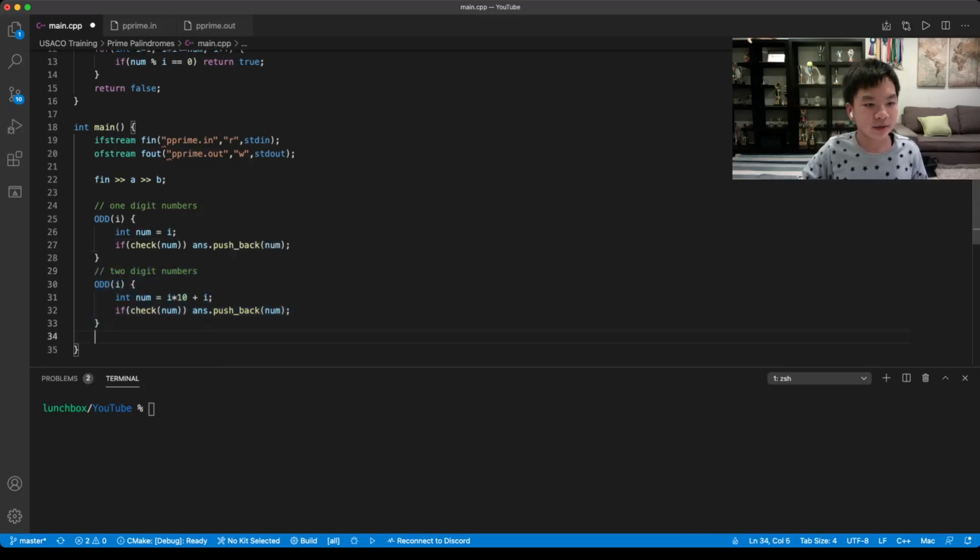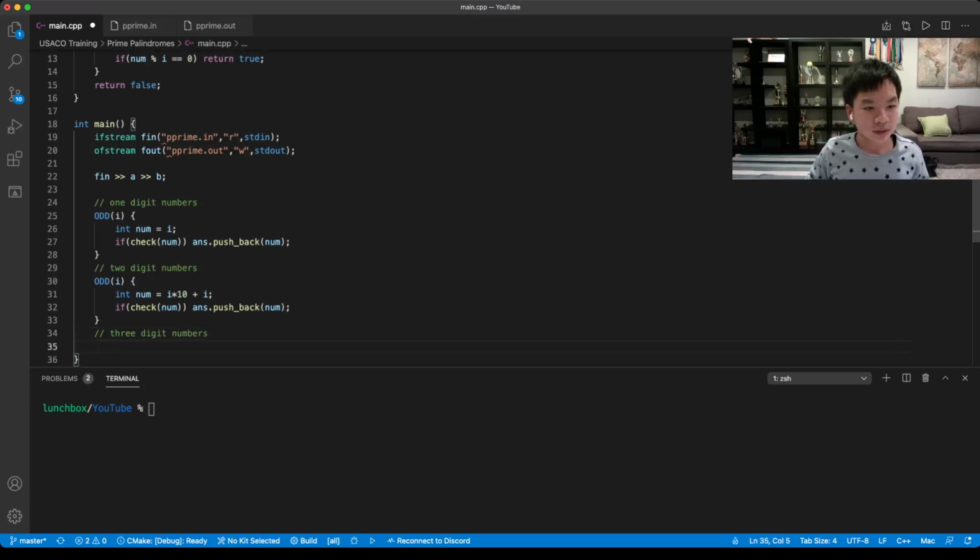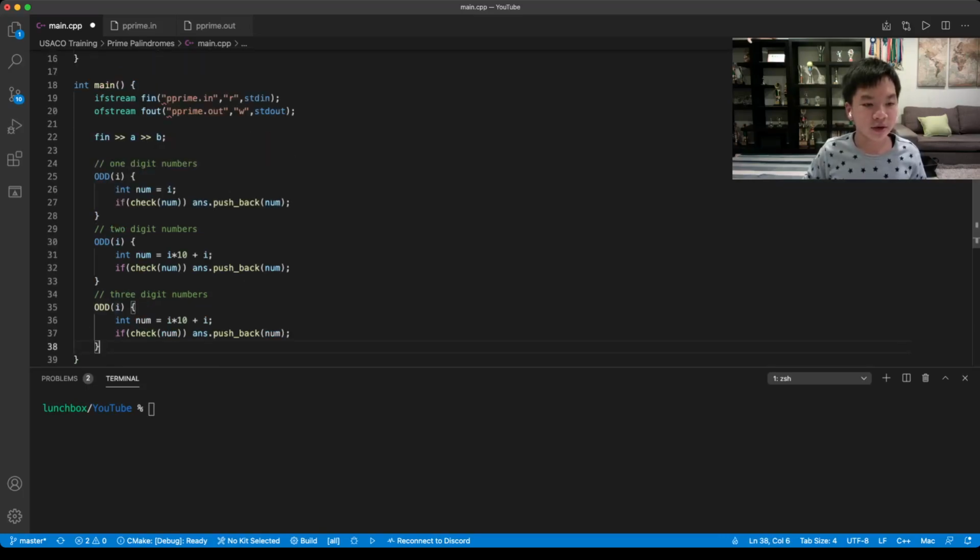Okay, so now we need our 3-digit numbers. Okay, so this is our first digit, so it would be i times 100. So now we also need our j times 10. And j can be in the range from 0 to 9. So we can do for j 0 to 9. Okay, so that is our 3-digit numbers.